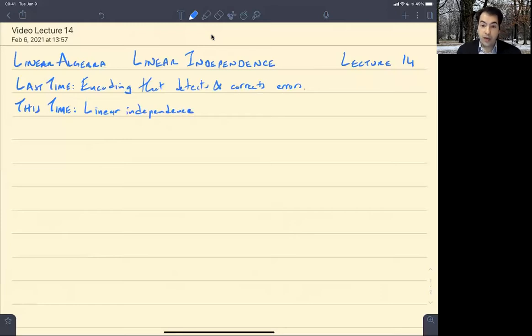So a million years ago, when I was an undergrad, there was a professor who would teach linear algebra, and on the final exam, the first question was always define linear independence. And if you got that wrong, he would not grade the rest of the exam.